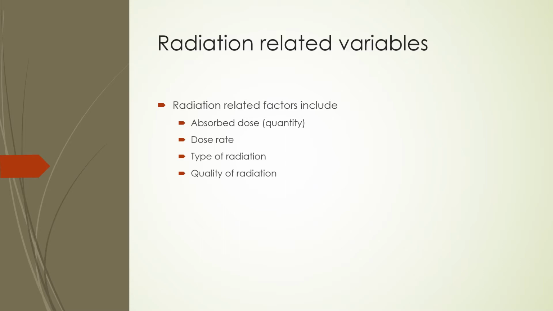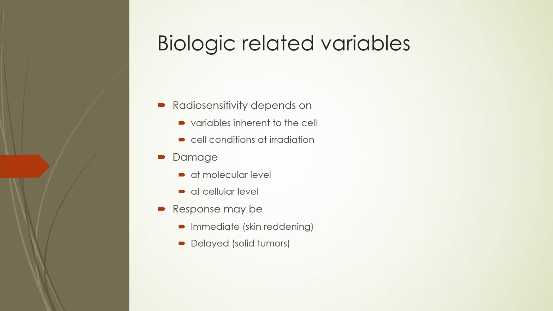Radiation-related factors include absorbed dose, which refers to the quantity of radiation deposited in the biological system, the dose rate, as well as the type and quality of the radiation. Now let's look at the biological-related variables. Biological variables include tissue or cellular radiosensitivities, the type of damage, and the system's response to damage.